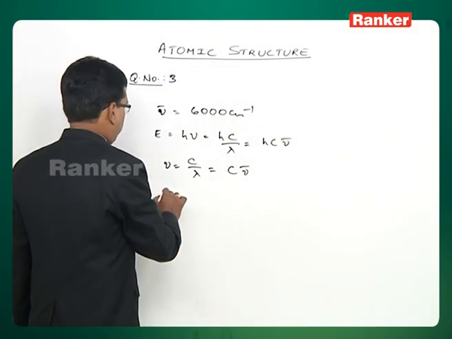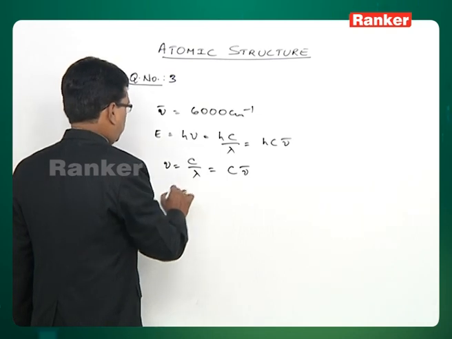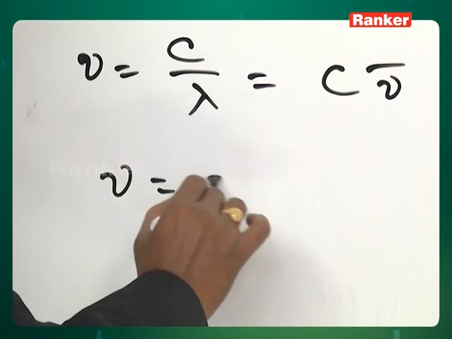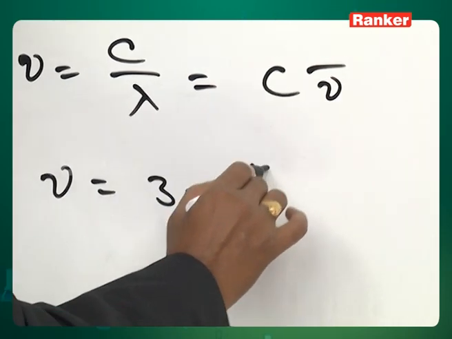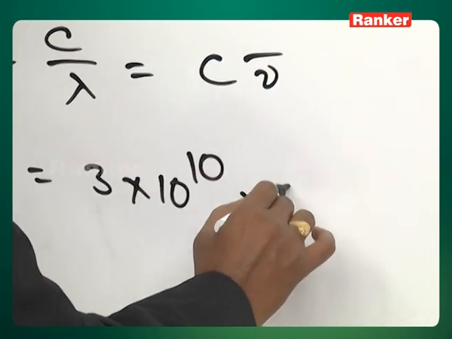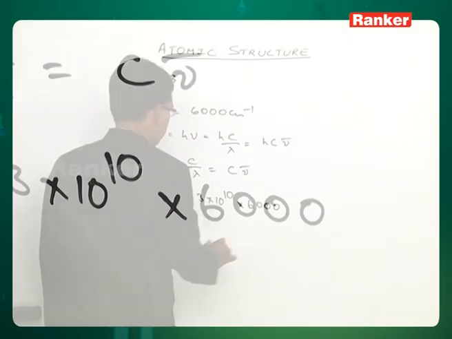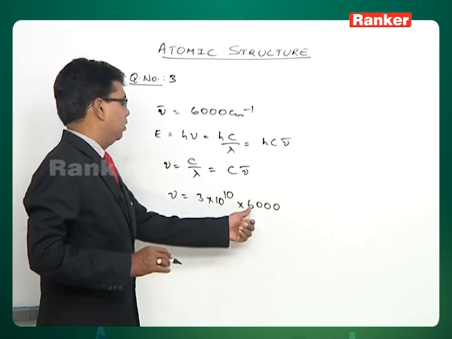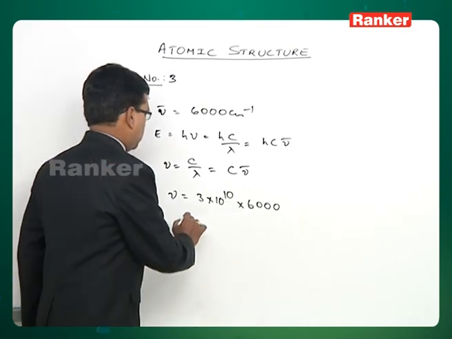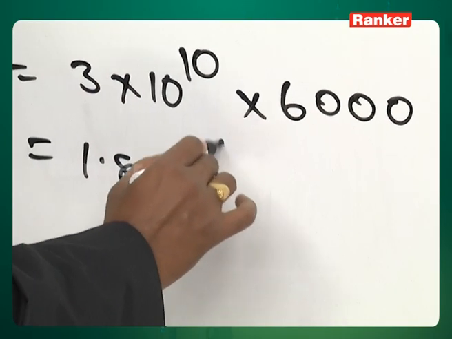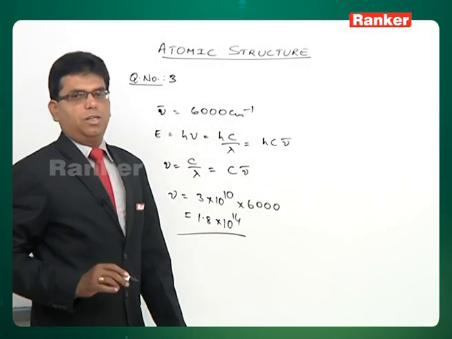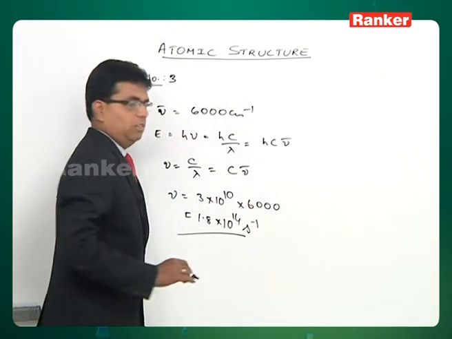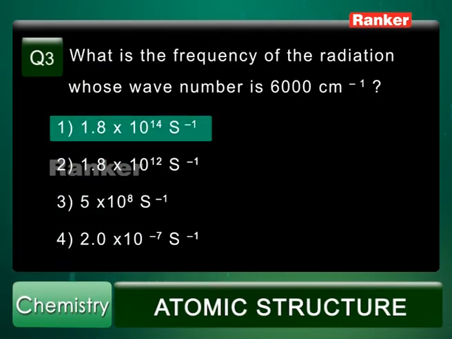Now nu bar is given. So nu is equal to c, the velocity of light, 3 into 10 power 10 centimeter per second, into nu bar, given as 6000 centimeter inverse. If you multiply, we get 1.8 into 10 power 14. So the frequency is 1.8 into 10 power 14 second inverse. So the correct answer is option 1.